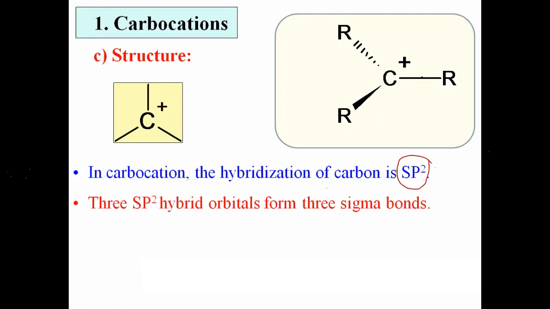Okay, now we know that there is sp2 hybridization, meaning there is one more p orbital which does not participate in the mixing, which does not participate in the hybridization, and that orbital is called the 2pz unhybridized orbital. That means the carbocation also has an unhybridized 2pz orbital, and it lies perpendicular to the main plane.